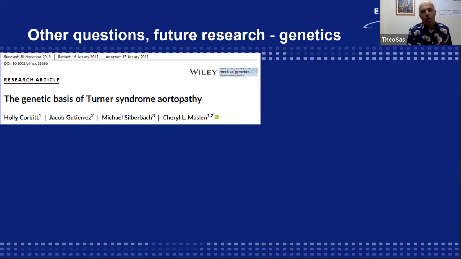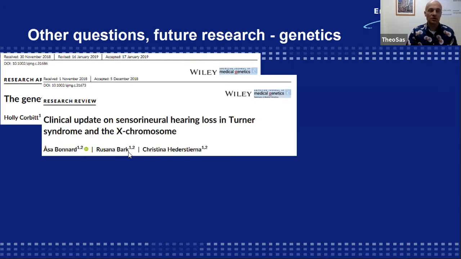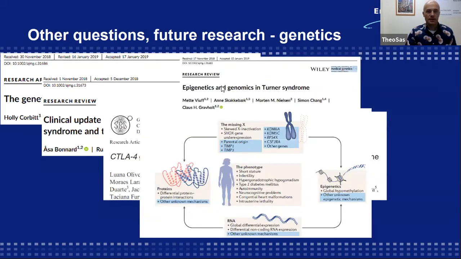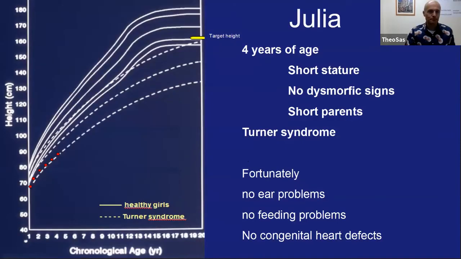We do not exactly know how the absence of one of the X chromosomes really leads to all the symptoms which we can see in Turner syndrome. There are some studies done, and everybody is searching, of course, for which part is responsible for the things we see in Turner syndrome. And this is a review from the group of Graafholt, showing that perhaps it's not only a missing X, but there are other genetic phenomena which result in the phenotype that we see in Turner syndrome.